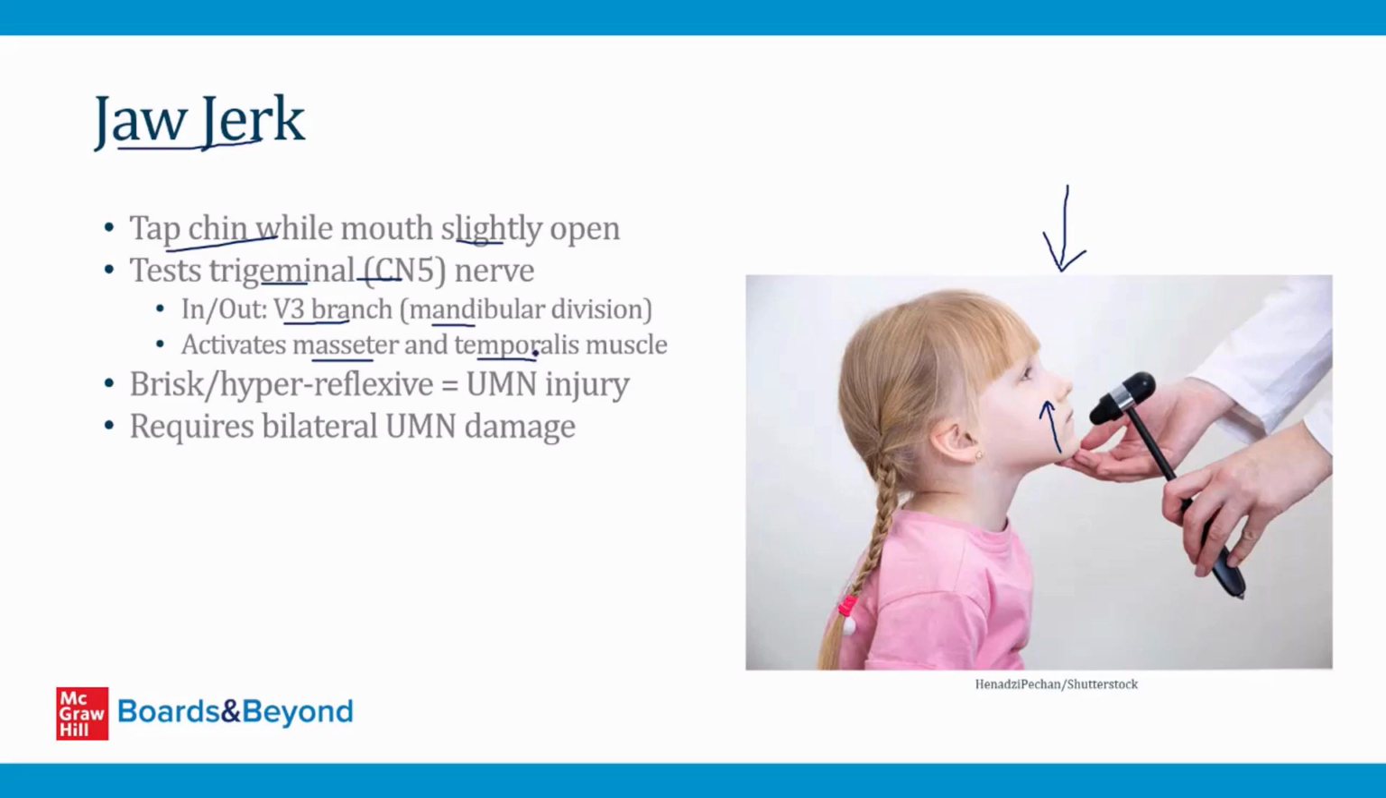Now, normally in a healthy person, this reflex is either absent or minimal. The key thing about this reflex is that it becomes brisk or hyperreflexive in patients who have an upper motor neuron injury to the trigeminal nerve. The upper motor neurons to the trigeminal nerve come through the corticobulbar tract, and you have to have bilateral upper motor neuron damage in order to get a brisk or hyperreflexive jaw jerk reflex. So I talk about the trigeminal nerve in detail in another video, but for our purposes here, what you want to know is that when you tap on the chin, if you see a brisk or hyperreflexive response of the jaw jerking upward, that means the patient has bilateral upper motor neuron lesions involving the corticobulbar tract.